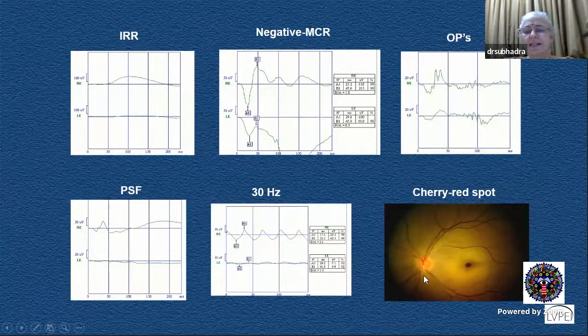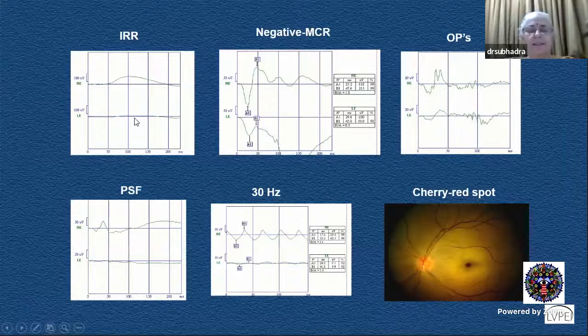So here we can see a cherry red spot, and what will happen to the electrophysiology is that the pattern ERG and the isolated rod response will be absent. But the classic thing that you see is that the photoreceptor function, that is the A wave, is normal, and there is no B wave. This is called a negative ERG.